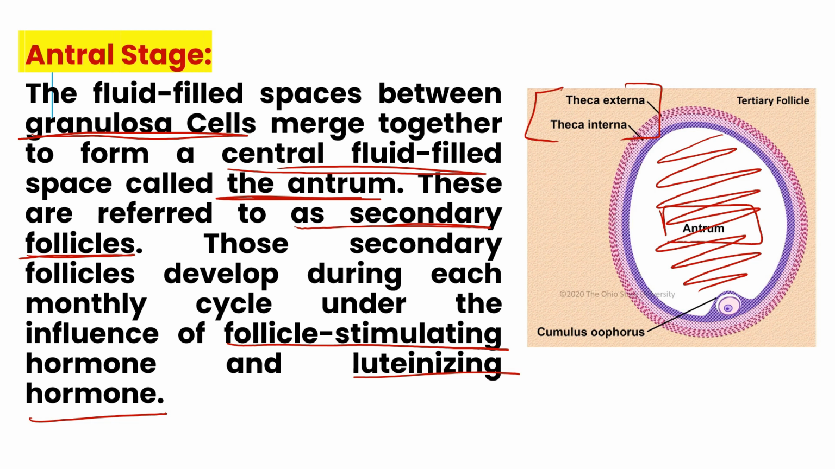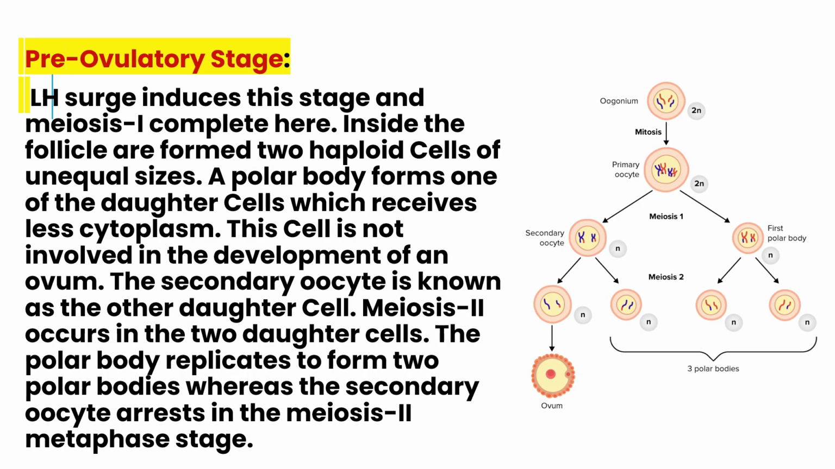Theca externa and theca interna together with these cells are known as the secondary follicle, whereas in the prenatal stage we have the primary follicle. The third stage is the pre-ovulatory stage, which follows after puberty hits. In this, the LH surge induces this stage, and meiosis 1 completes here, which was arrested in the embryo stage. Inside the follicle, two haploid cells of unequal size are formed.